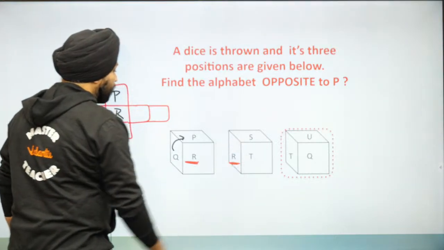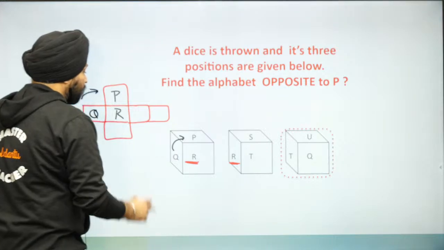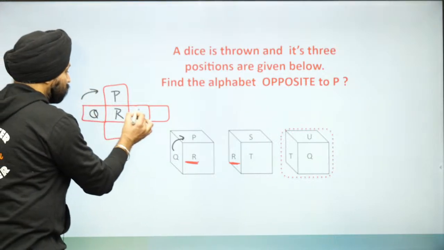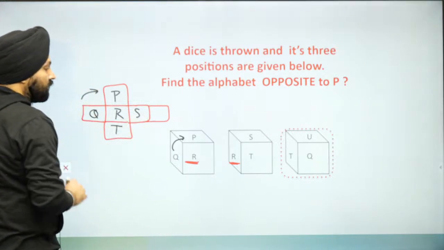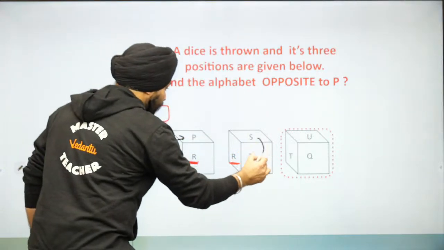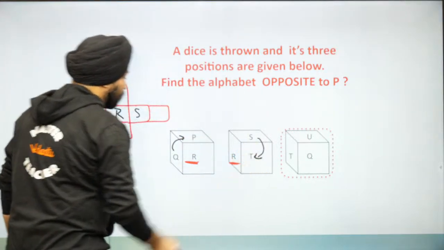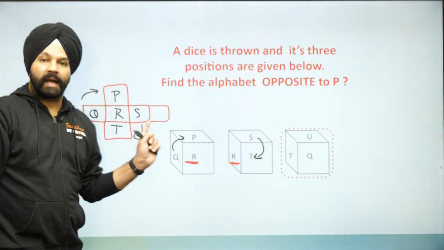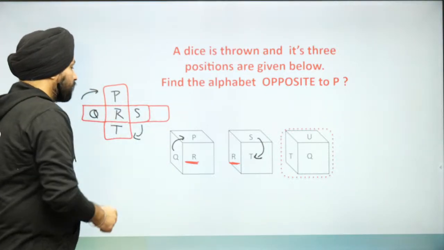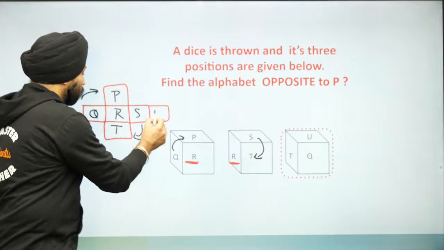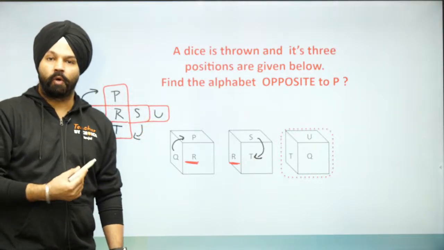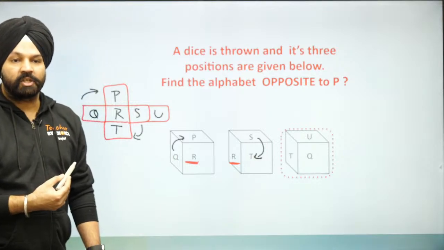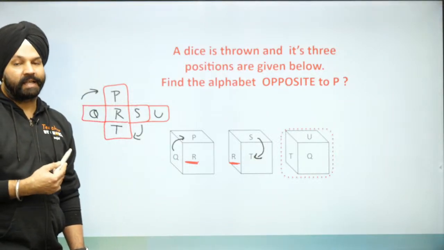Similarly, if I look at S and T, I should be placing S over here and T over here. Why so? From S to T it is clockwise. So this is the right diagram. Now once I am done with this, the pending one is U. Right, I should be placing U over here. But from this diagram it is very much clear that which face is opposite to P, that is T.